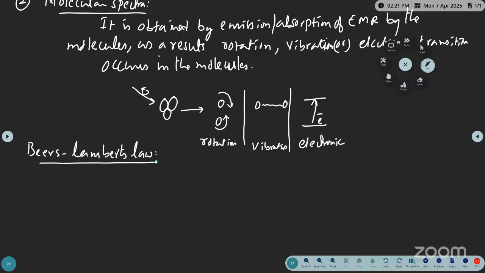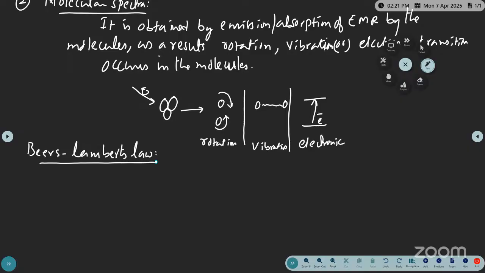So Beer-Lambert's law. See, the absorbed radiation. Beer-Lambert's law explains that the absorbed radiation depends on the concentration of the solution. So basically, Beer-Lambert's law explains that the absorbed radiation depends on the concentration of the solution.